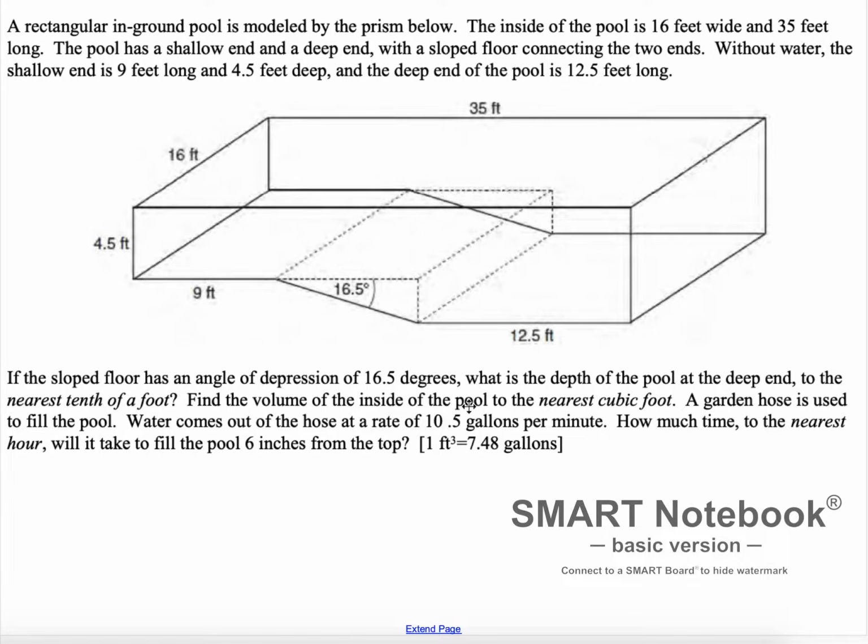If it's got an angle of 16.5 degrees, you want to know the depth of the pool at the deep end. Then they want you to find the volume. Then they want you to know, okay, well, a garden hose is filling the pool up, and it comes out at 10.5 gallons per minute. How much to the nearest hour will it take to fill a pool if it's 6 inches from the top?